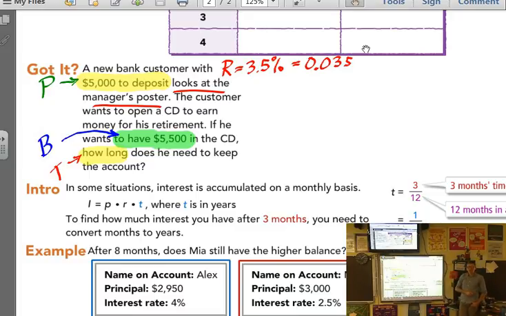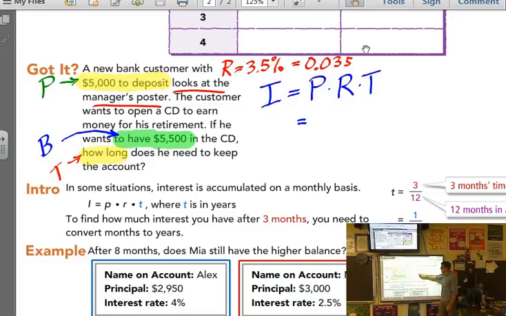Are we looking for how much money he made? What are we trying to figure out? I'm trying to find out how long it'll take me to get $5,500 in the CD. So if I know that my equation is I equals P times R times T, I know the P, I can fill in the 5,000. I know the rate, you've already told me, 0.035. I'm looking for the time, but I can't solve for time and interest. I can't solve for two variables at the same time. I can only solve for one variable.